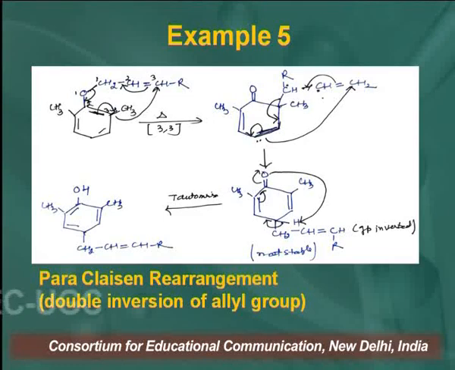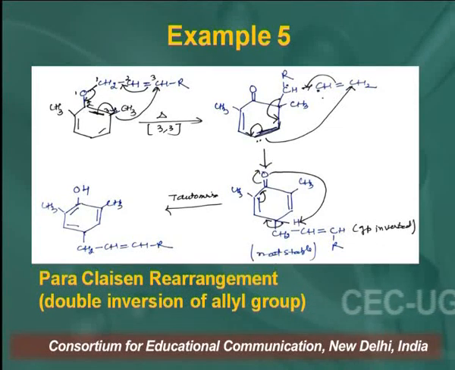In this example, this is again an aryl allyl ether. The aryl group, which is the benzene ring, has 2 CH3 groups attached at the ortho positions. It means that the ortho position is blocked. The shifting cannot take place at the ortho position. So in such a case, the shifting takes place at the para position, right? But the shifting is again a 3,3 shift.